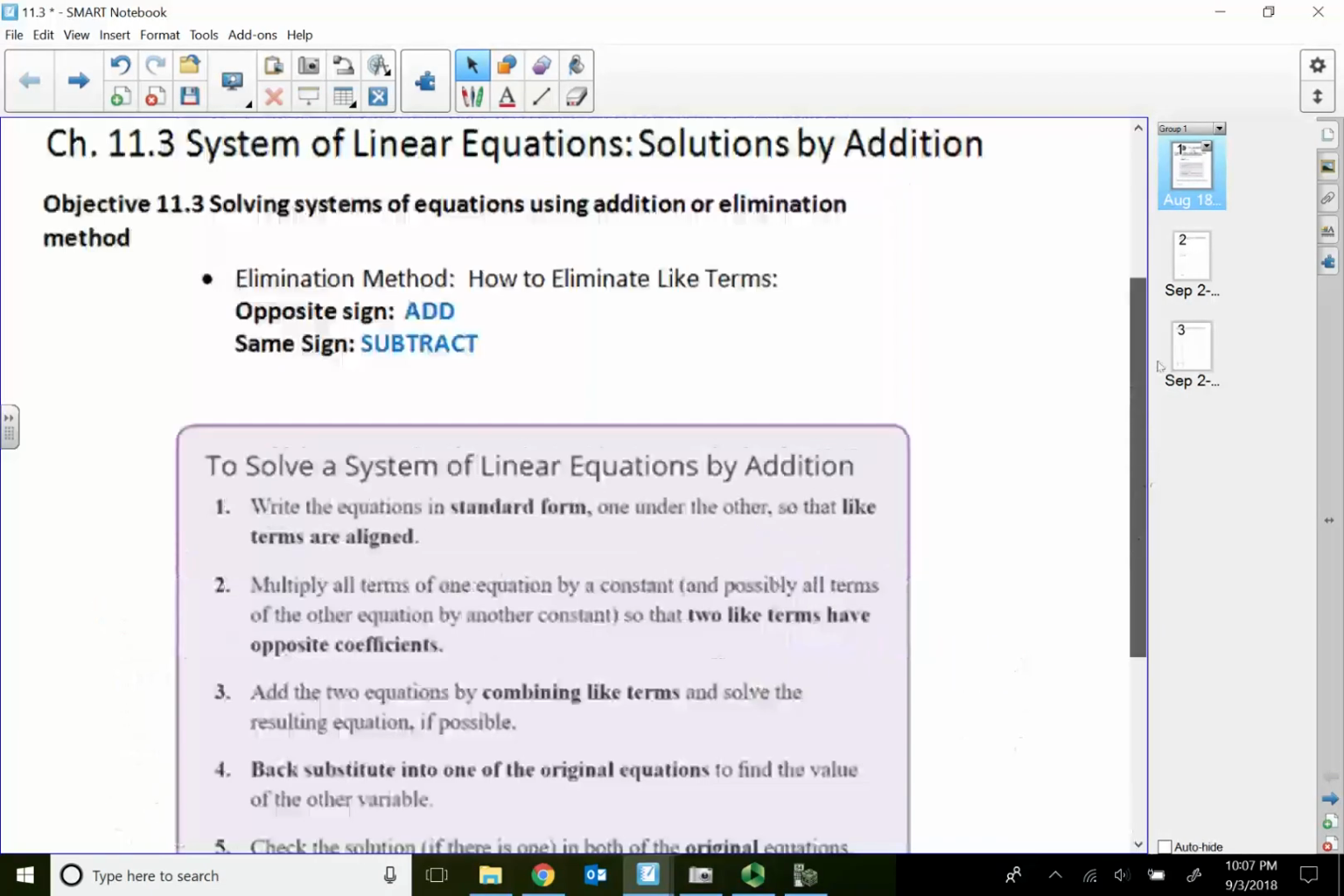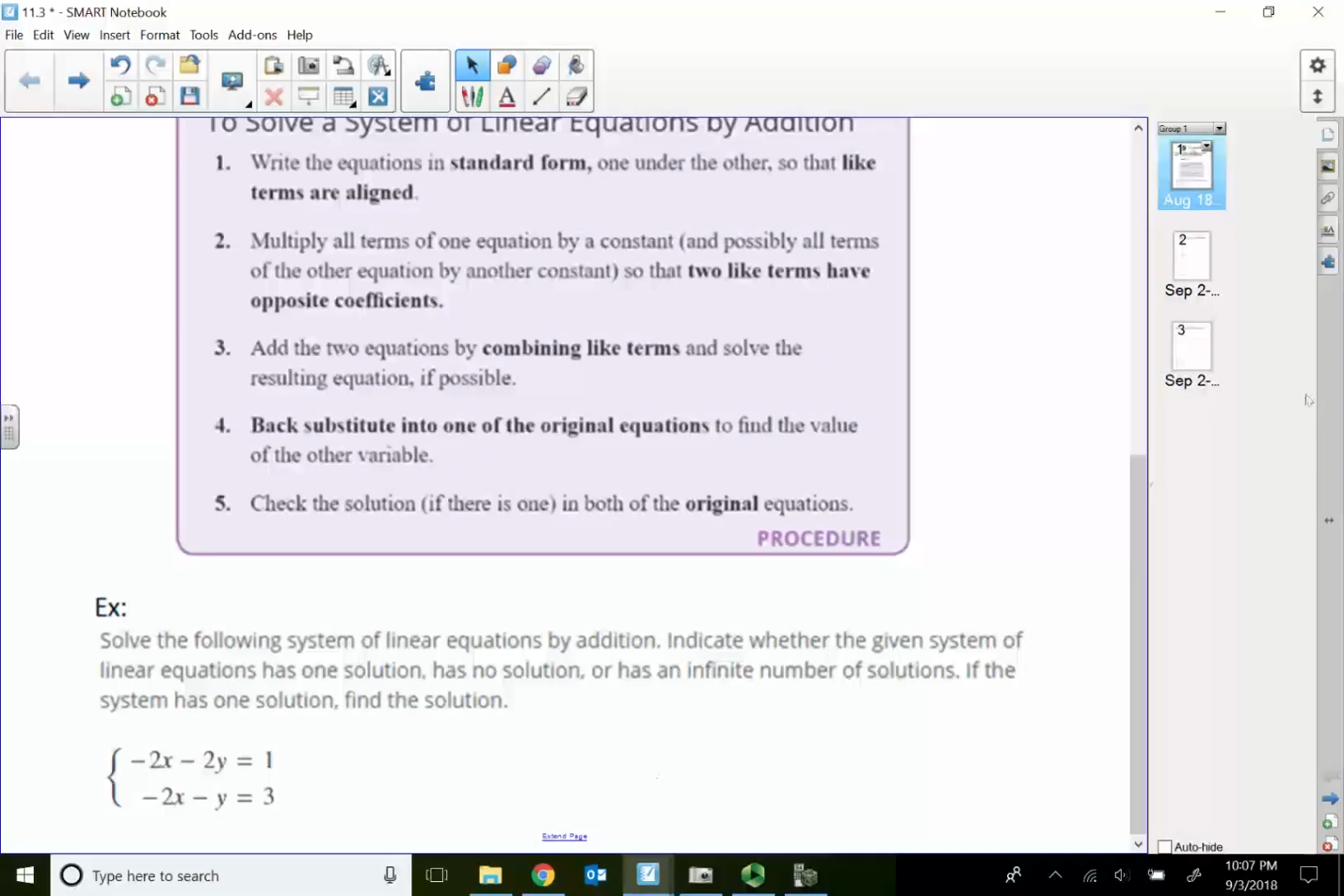So let's take a look. A lot of my examples here do have coefficient 1, but I can still show you how to use the elimination method as well.